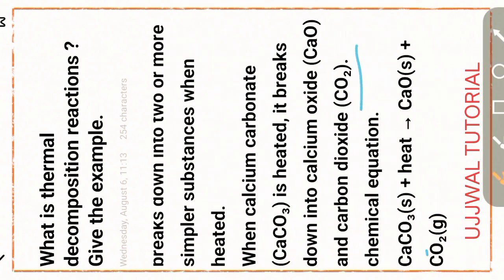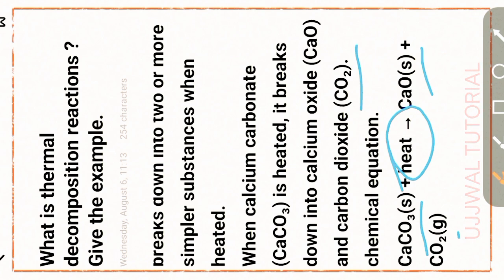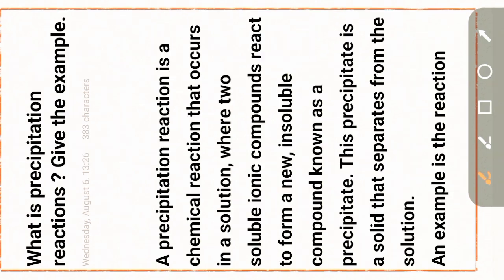That is the chemical equation: calcium carbonate CaCO3 solid, with applied heat, forms lime, calcium oxide CaO solid, and carbon dioxide CO2 gas. Okay, thank you. My dear viewers, now discuss what is precipitation reaction.